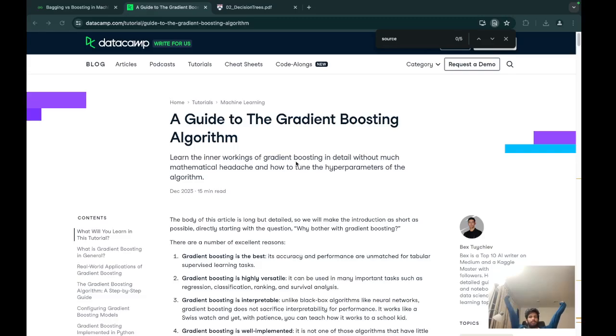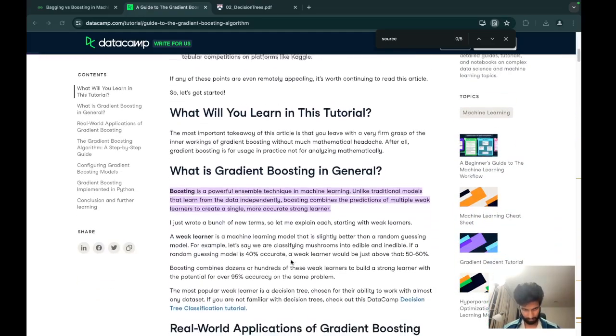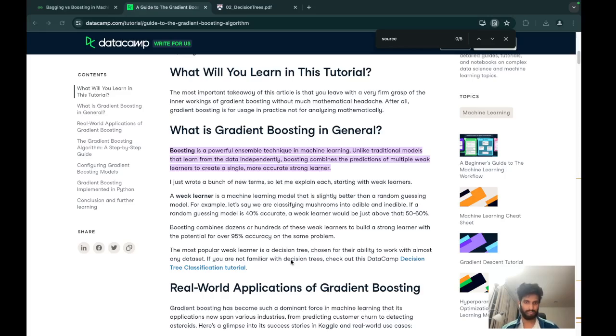A guide to the gradient boosting algorithm. Let's just quickly try to understand what gradient boosting is and get back to the paper. I don't want to waste a lot of time on this now. I think you should try to code a decision tree sometime. Yeah, I should note that down.